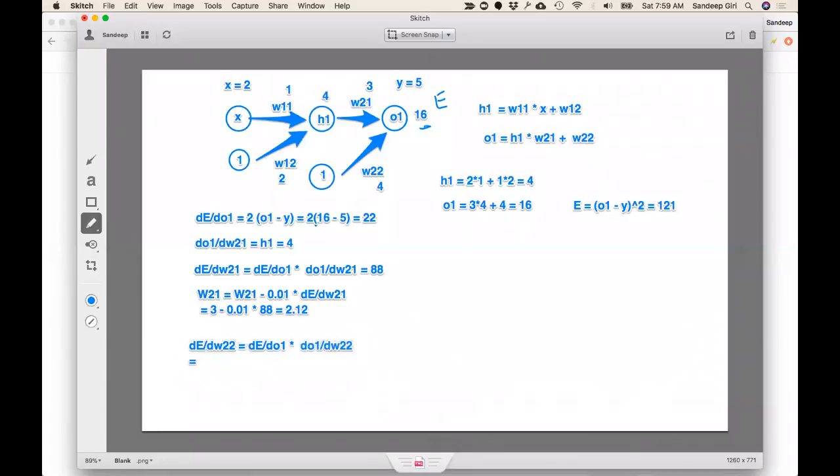Let me just actually write it separately. So rate of change of O1 with respect to W22 is 1. Okay, and therefore this value is going to be how much? All right, this value is going to be 22. Perfect. Okay, thank you, Vinta.